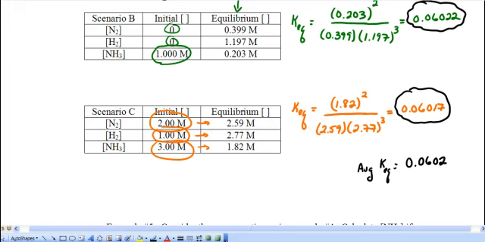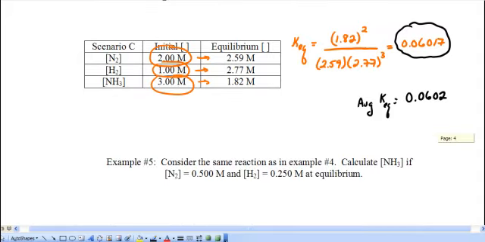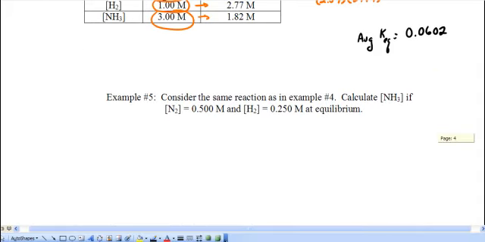All right? Now, in the next podcast, we're going to give you what KEQ is, and we're going to ask you to solve for an unknown concentration.